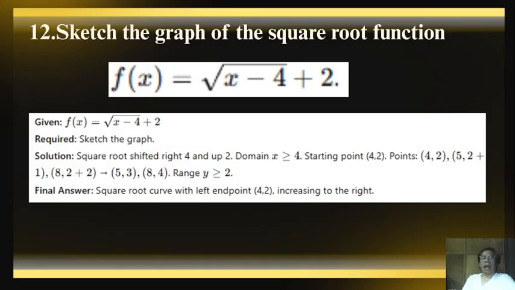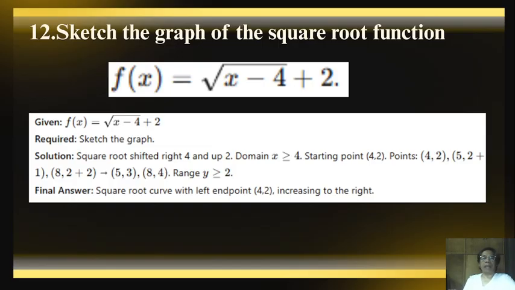And then plot the points (4, 2), (5, 3), (8, 4), and then (13, 5), and then our range should be y is greater than or equal to 2. How did we get (4, 2)? Substitute 4 in the given equation, you will get 2. That's why you have (5, 3).